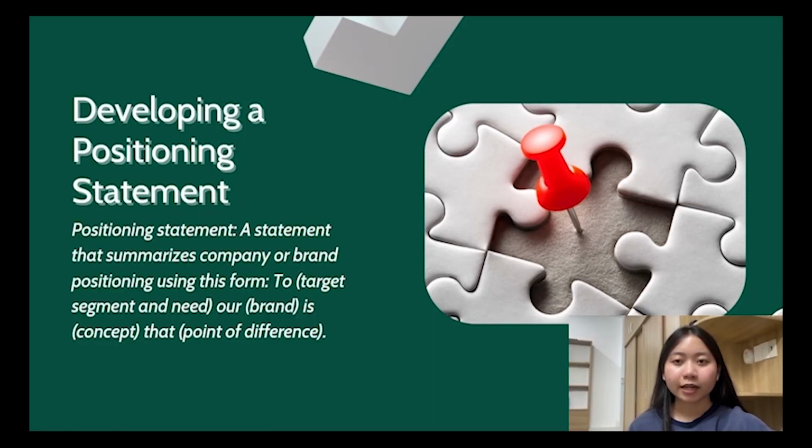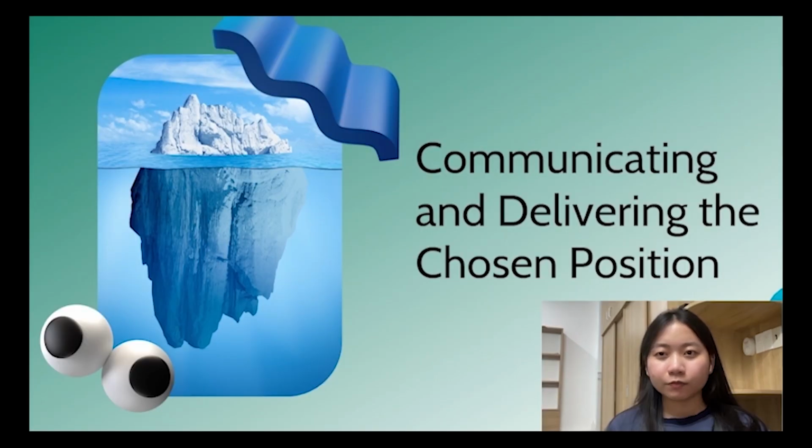Company and brand positioning should be summed up in a positioning statement, a statement that summarizes company or brand positioning using this form. Here we have it in the slide. It first states the product's membership in a category and then shows its points of difference from other members of the category. Moving to the last part, communicating and delivering the chosen position. Companies often find it easier to come up with a good positioning strategy than to implement it. Establishing a position or changing one usually takes a long time.